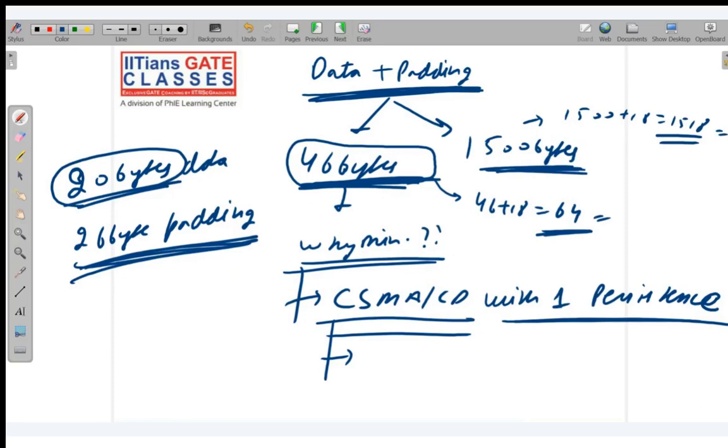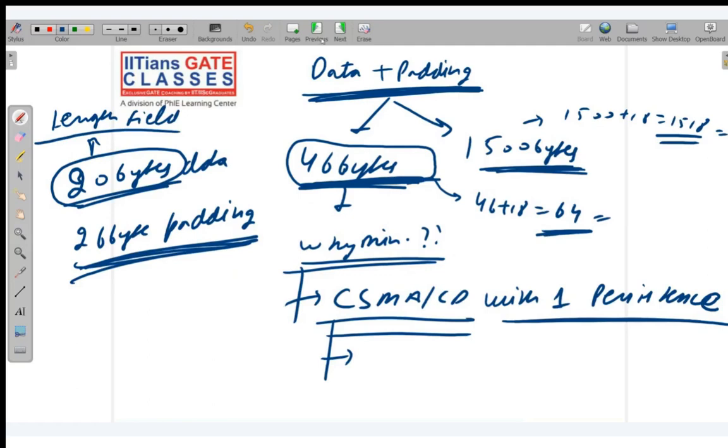One more thing I want to tell you: the minimum data is 46 bytes, so if there are 20 bytes of data, then 26 bytes of padding is added. So what will the length field be? The length field will indicate only 20 bytes. Padding is not included in it. That is the basic use of the length field. The length field gives you the length of the data inside your Ethernet frame.